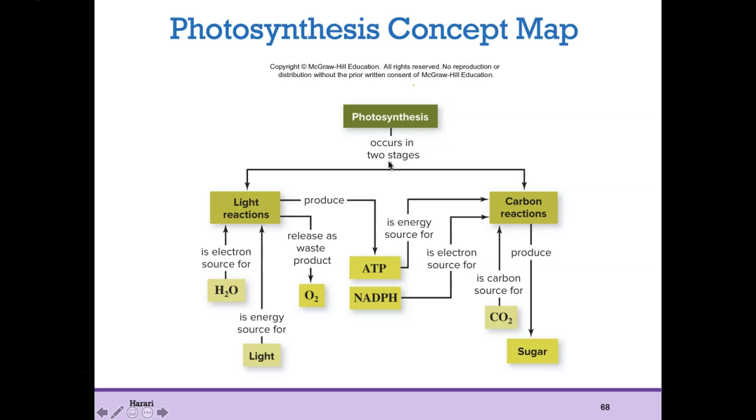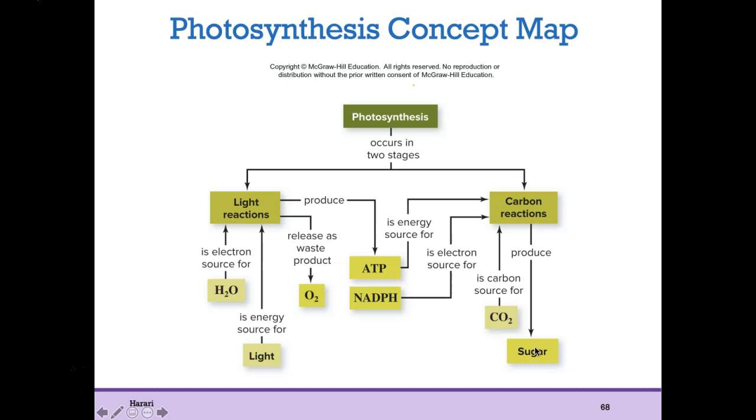So photosynthesis occurs in two stages. The photo part is the light reaction. Water is the electron source for the light reactions. Light is the energy source for the light reactions. And the light reactions produce ATP and NADPH. They release oxygen as a waste product. That ATP from the light reactions is an energy source for the carbon reactions, and the NADPH is an electron source for the carbon reactions.